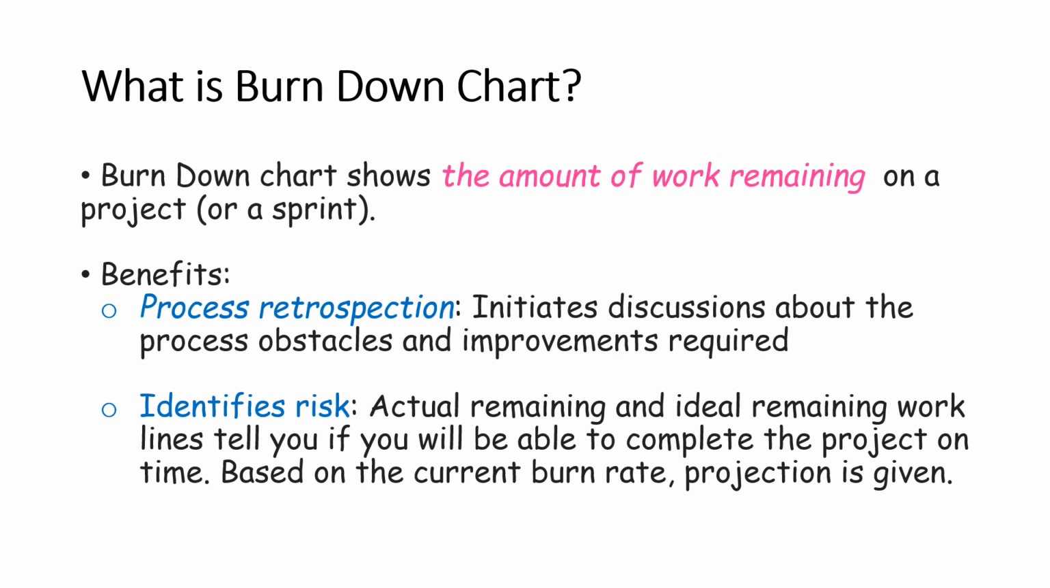Second is that it identifies the risk because if the actual remaining and ideal remaining work lines are not coinciding or they are too far, then it means that you will not be able to complete the project on time. So, based on the current burn rate, a projection is given, and looking at that projection, you will get to understand if there is any risk in completing the project or the sprint goals on time.